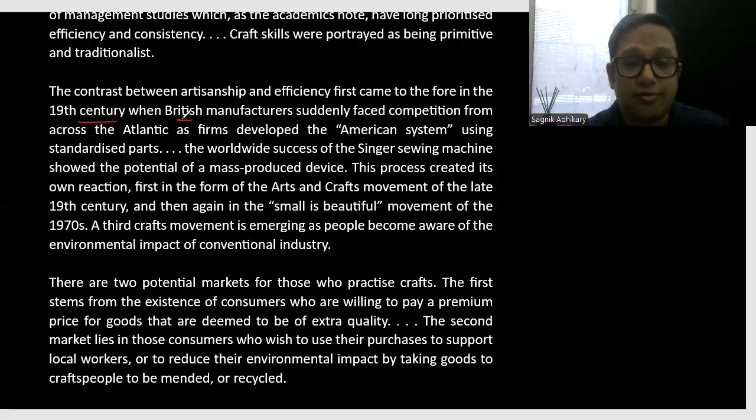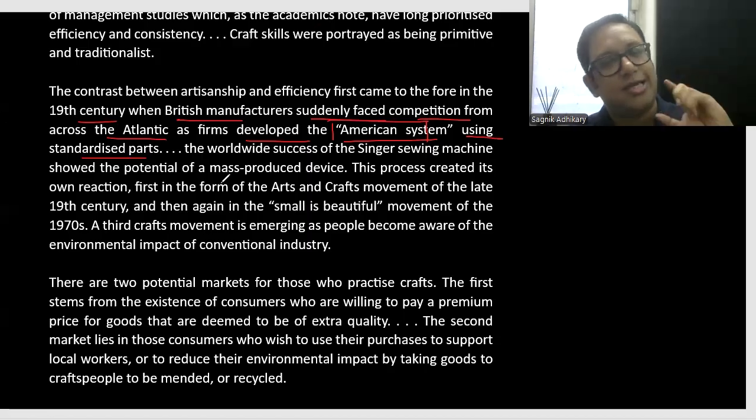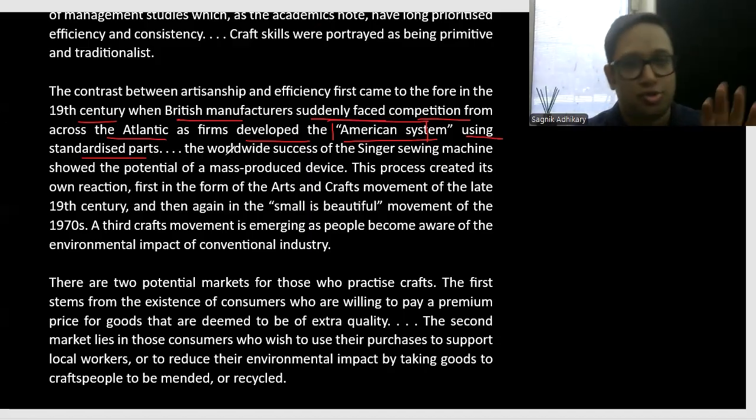So in the 19th century, when British manufacturers suddenly faced competition from across the Atlantic as firms developed the American system using standardized parts. From standardized parts, we see that this talks about mass production and standardization and efficiency, but not in terms of craftsmanship, as opposed to craftsmanship. Creativity is missing from this. The worldwide success of the Singer sewing machine showed the potential of a mass-produced device.